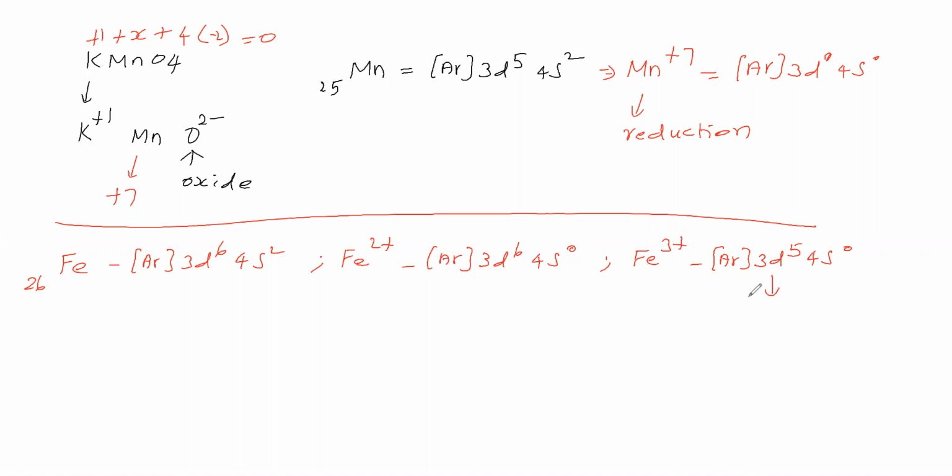3d5 means a half-filled configuration, because the d subshell contains 5 d orbitals. If each orbital is filled with 1 electron, it is a half-filled configuration, whereas 3d6 is a partially filled configuration. Therefore, Fe3+ is stable, and Fe2+ is less stable. Fe2+ has less stability, and Fe3+ has more stability.